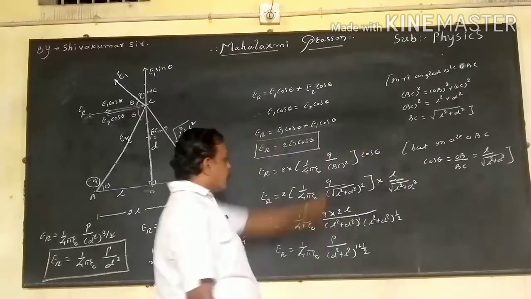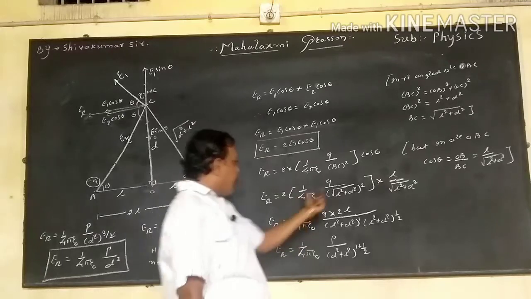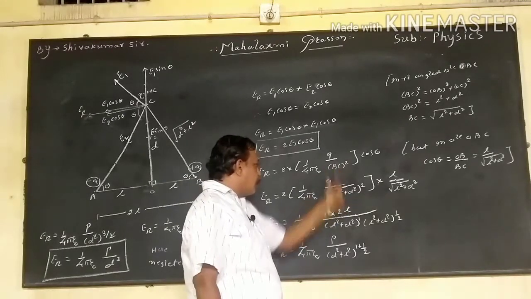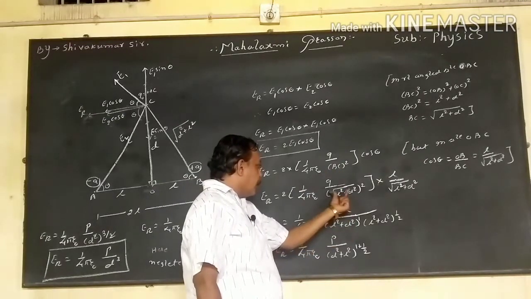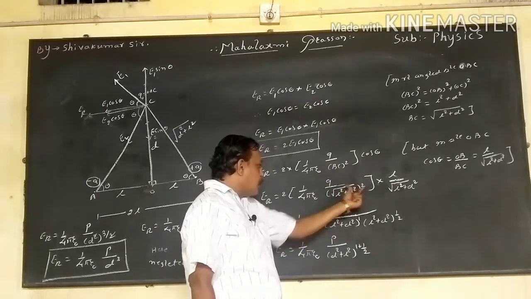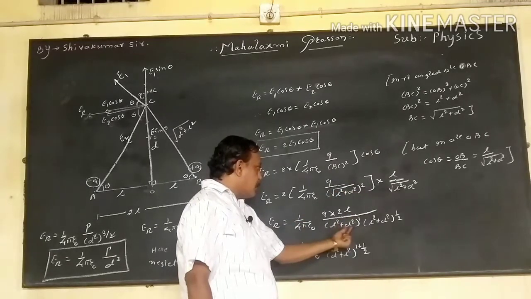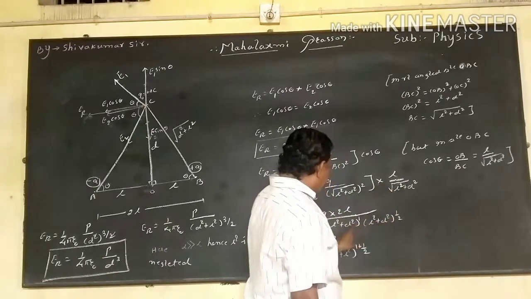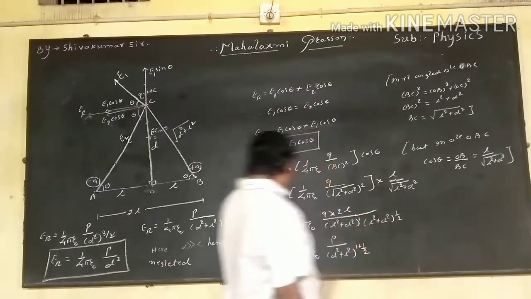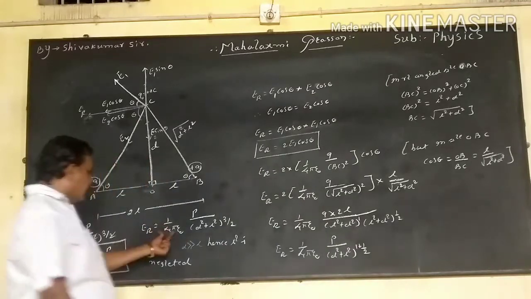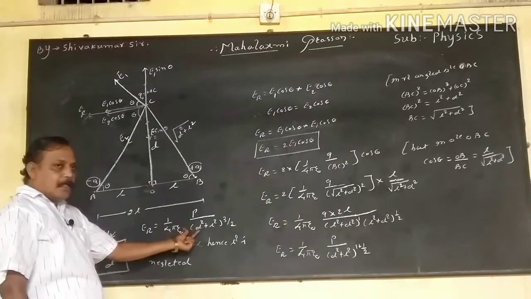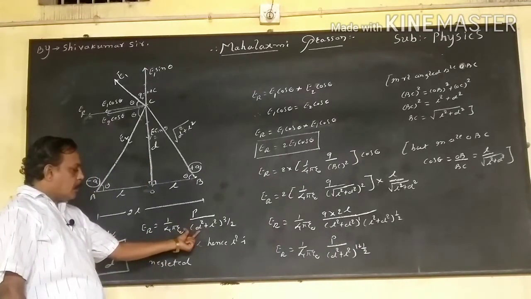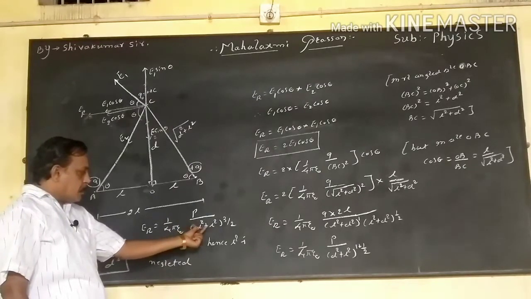Then I substitute here. So after substituting the value of BC square, the square of the root, the root gets cancelled, L square plus D square. I remove this root, root is nothing but power half. Bases are same, powers are added. Then final equation, 1 divided by 4 pi epsilon naught, P divided by D square plus L square, that is in the bracket, to the power 3 by 2.